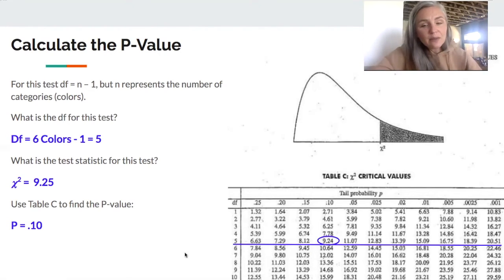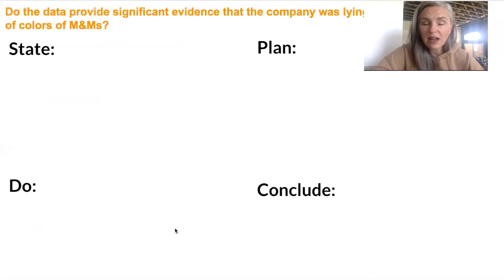What if it had been 9.23? Well, that's still bigger than 5%, and our 5% is our alpha level. What if it had been 11.08? Now we have an issue, right? Because it's less than the alpha level. So I use degrees of freedom, find my number, go up. That's going to give me my tail probability, which is what I'm going to use to compare to the alpha level.